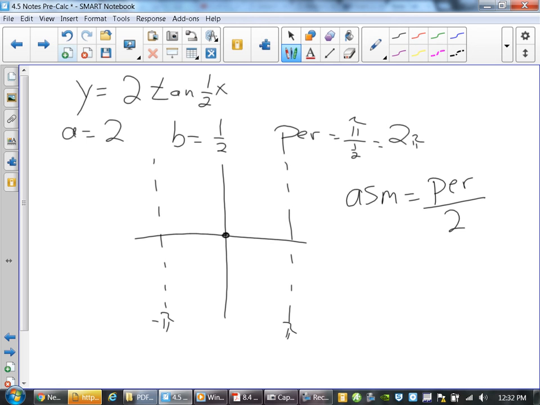What's halfway between 0 and pi? Pi over 2. So you have pi over 2 and negative pi over 2. Our a value is going to be 2, so that's where these change direction. Since our a value is positive, it's going to be increasing going from left to right. If it was negative, it would be decreasing from left to right. So it's going to go through negative pi over 2, negative 2, 0, and pi over 2, 2. And there's your graph.